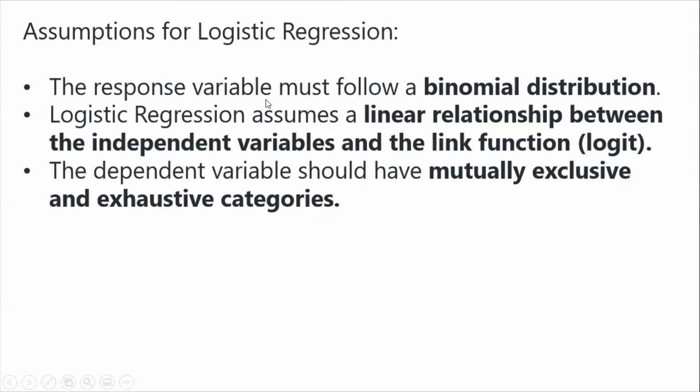The first one is that the response variable must follow a binomial distribution, which basically means our outcome variable should have two outcomes or two levels, 1 or 0, or in our case, stroke or epileptic, something like that. And then logistic regression assumes a linear relationship between the independent variable and the link function. So that's why we do not have to follow the linear assumption of the linear regression model.